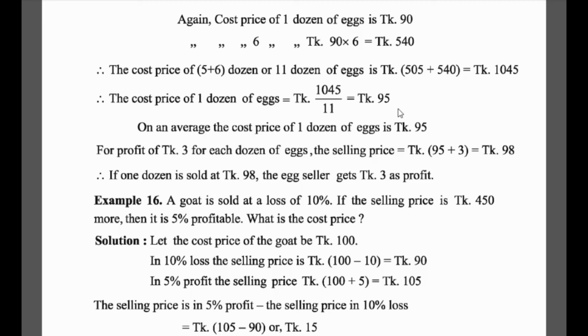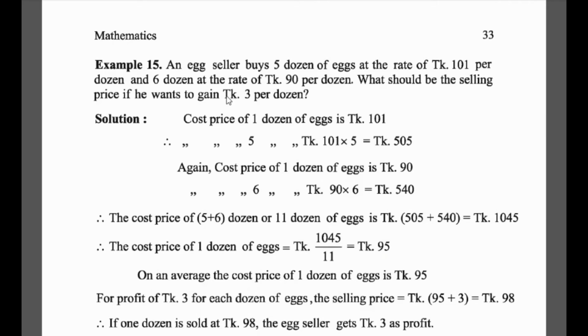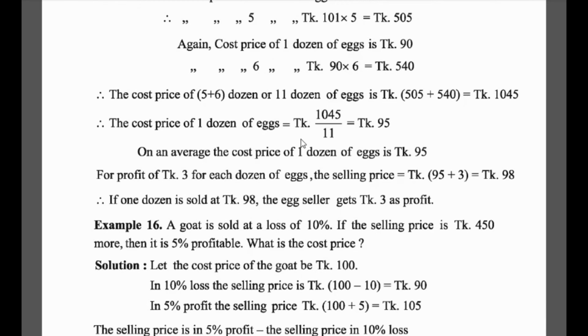You can see here it's an average. For a profit of taka 3, you can see in the question it's given: if he wants to gain 3 taka per dozen, what should be the selling price? For a profit of taka 3 for each dozen of eggs, the selling price must be greater. The cost price is 95 for 1 dozen, so it must be 95 plus 3. That means taka 98. So if 1 dozen is sold at taka 98, the egg seller gets taka 3 as profit.